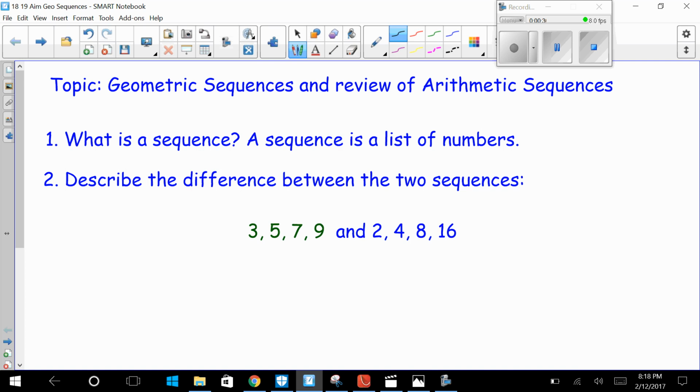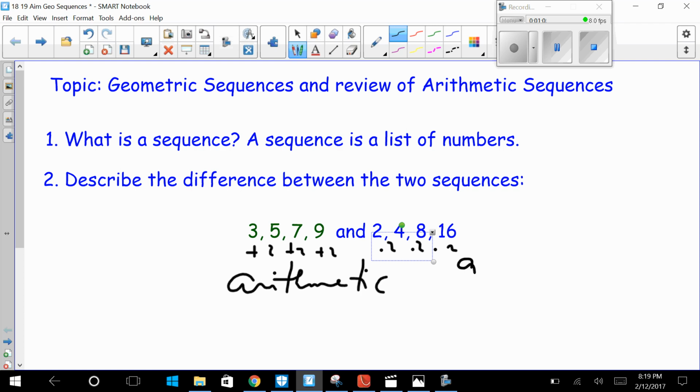In the first sequence, there's a common difference of 2. Keep adding 2 to get to the next term. In the next sequence, you keep multiplying by 2 to get to the next term. So in both cases, you are using a constant to get from one term to the next, but you're using a different operation. If the operation is addition, we call the sequence arithmetic. If the operation is multiplication, we call it geometric.